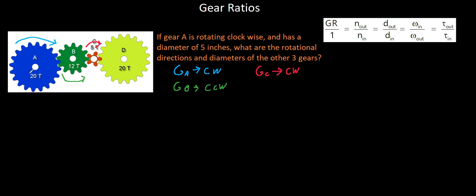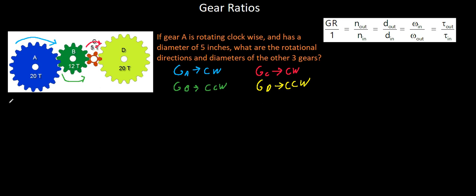And if you look, the connecting gears are obviously going in alternate directions. So it's clockwise, then counterclockwise, clockwise, and then, of course, gear D following suit would be counterclockwise. And so that was the easy part. Let's go ahead and dive into the harder part.